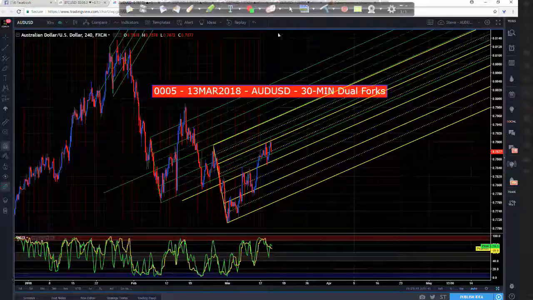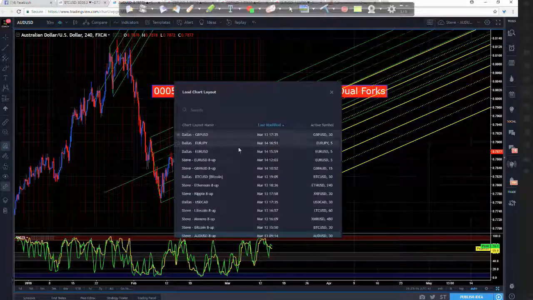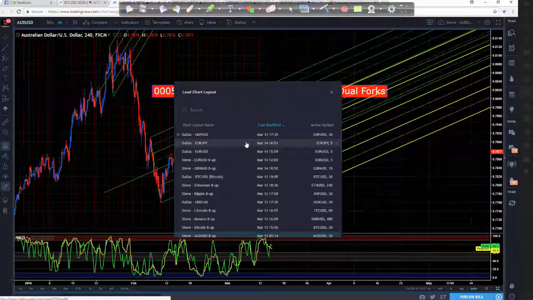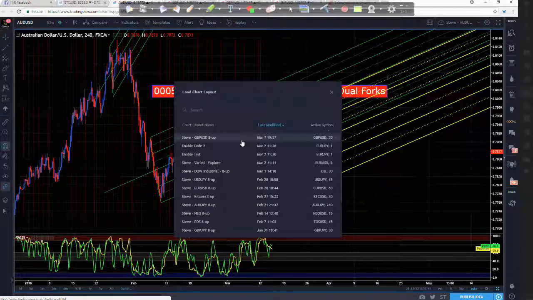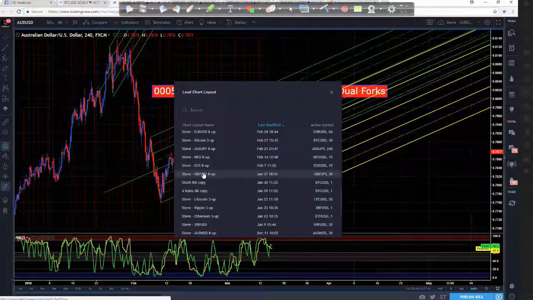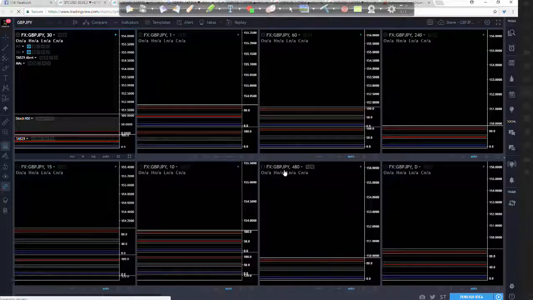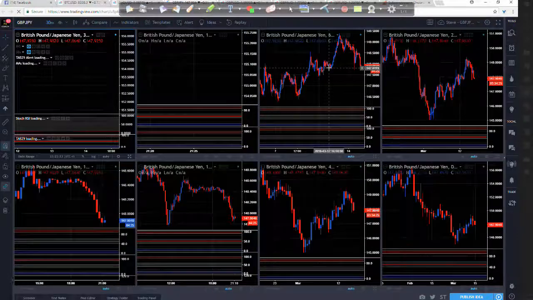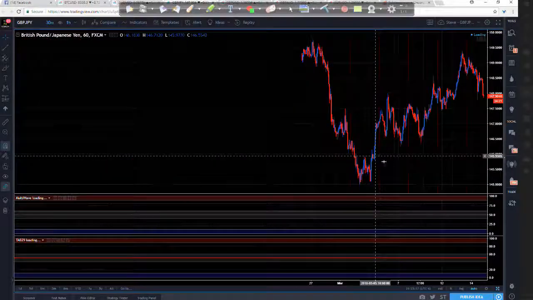Pound yen, 1 hour. All right. I don't think I have to create that because I got some pound yen. And somebody wanted to look at the 1 hour. I'm not going to be able to get them all in, so I'm just going to pick random. There's just not enough time for me to get them all in.